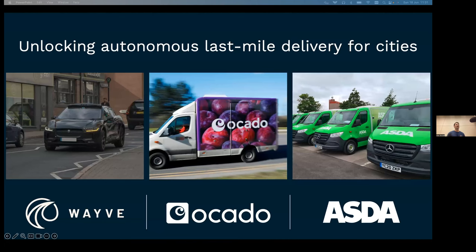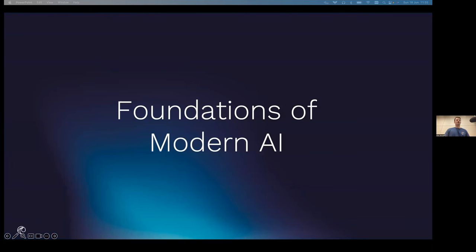And so now we're looking at how do we commercialize the system, and are excited that we started commercial trials for last mile grocery delivery with our partners Ocado and Asda, two of the UK's biggest grocery companies, which are now operating in London. So that gives you a bit of an overview of Wave. What I want to talk to you today about is really the foundations of modern AI, and in particular, how they apply to self-driving and embodied AI.